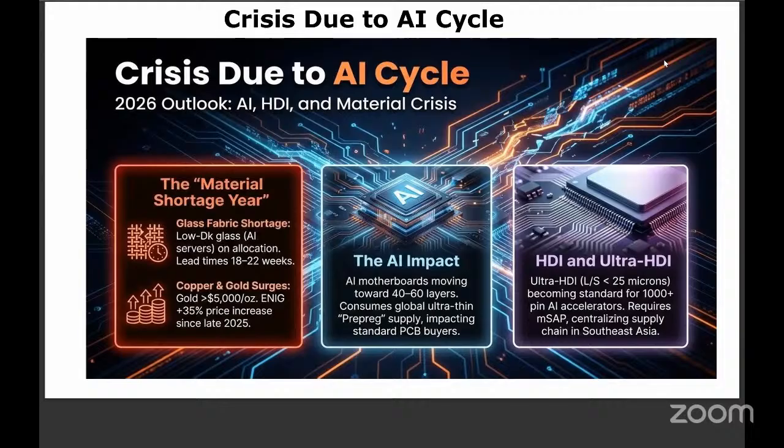That's happening. The AI impact: all motherboards are moving towards 40 to 60 layers, even test boards and motherboards. This consumes the global ultra-thin prepreg material supply. All supply is booked, impacting standard PCB buyers. So all big companies have booked the material. High density interconnect and ultra high density interconnect, we covered a lot last year, and whatever we prophesized last year, the prophecy came true this year at least. Trace spacing is less than 1 mil and trace width is less than 1 mil, becoming standard for 1,000 plus pin AI accelerators in the redistribution layer. This requires a modified semi-additive process.